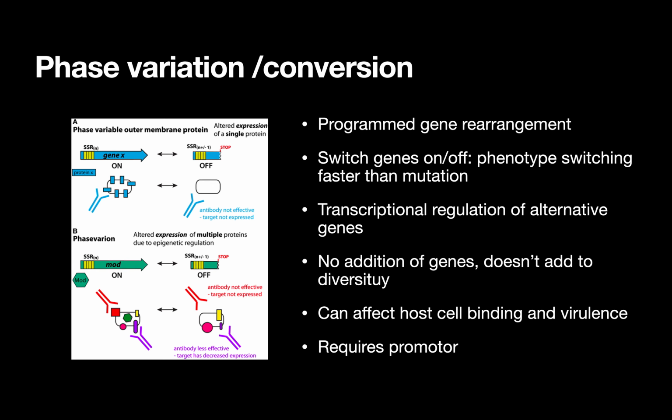Phase variation or conversion is going to be a programmed gene rearrangement. So these genes need to be on and off in order for the phenotype switching to occur. So the genes are going to be turned on and off without regulation if phenotype switching occurs faster than the actual mutation. The transcriptional regulation of the alternative genes will occur thanks to the on-off expression, and there's no addition of genes, so this doesn't actually add to diversity. This can affect the host cell binding and the virulence, of course, and these require a promoter in order for something to bind and say, oh hey, this gene needs to be turned on or off.